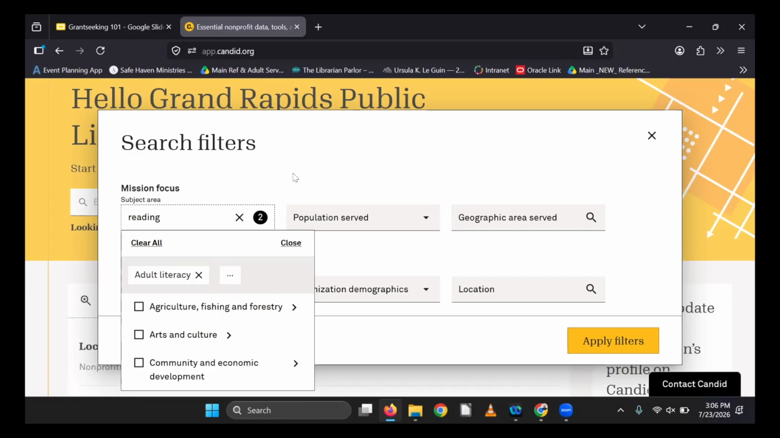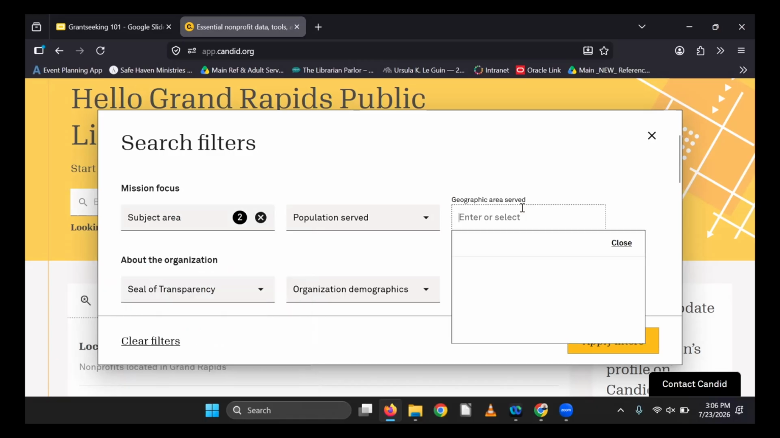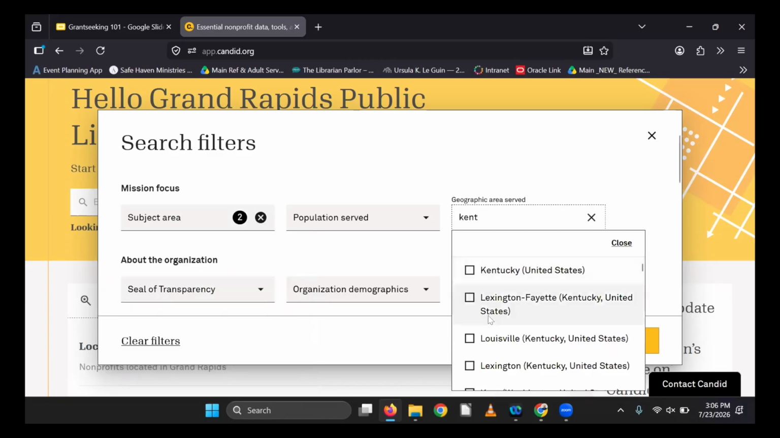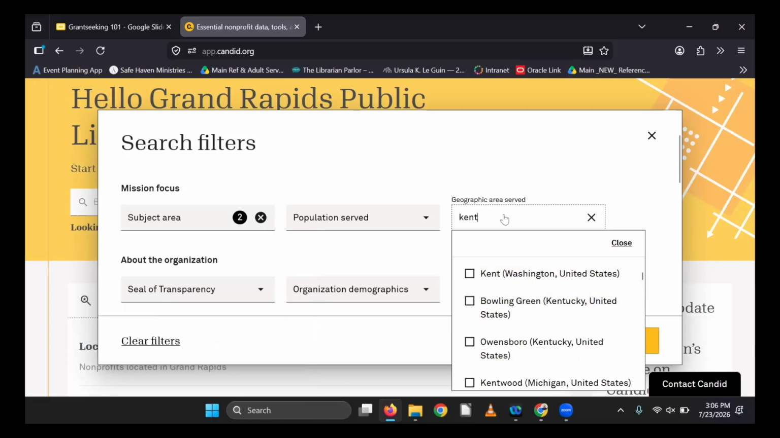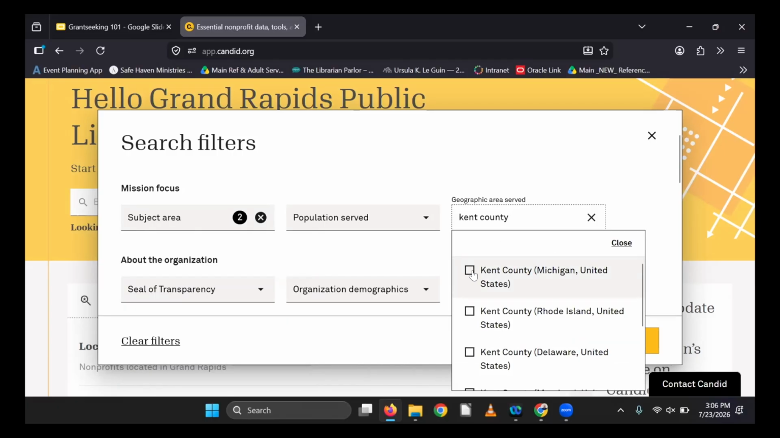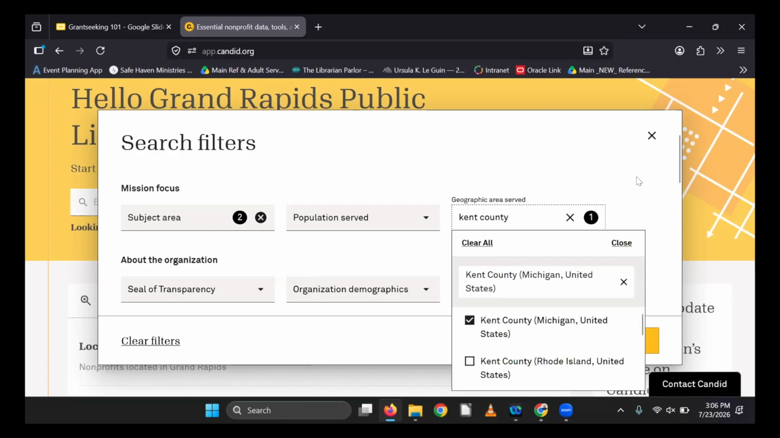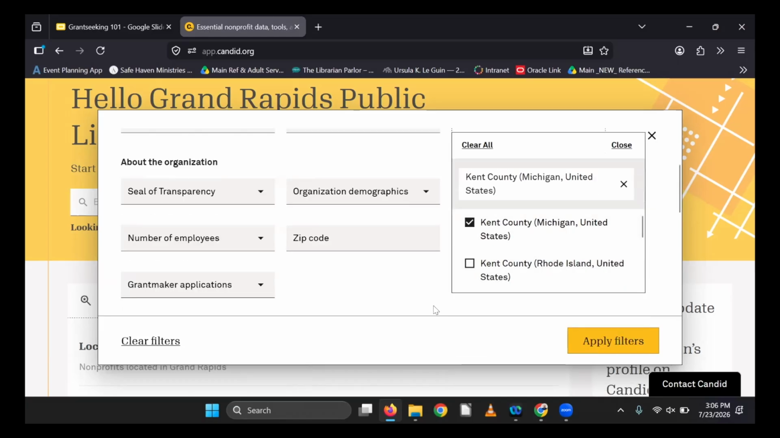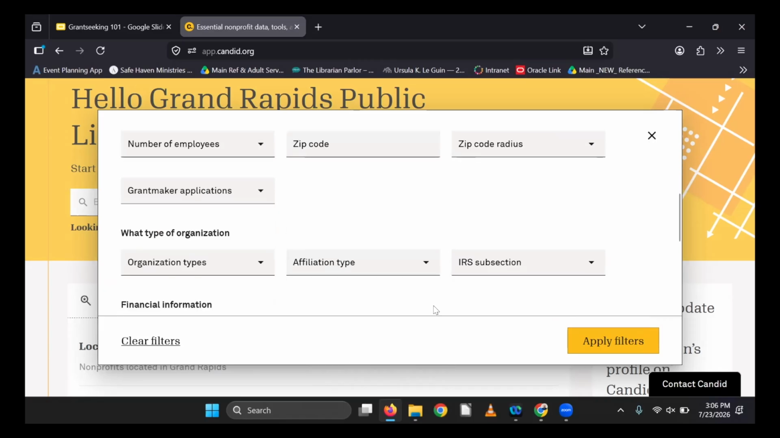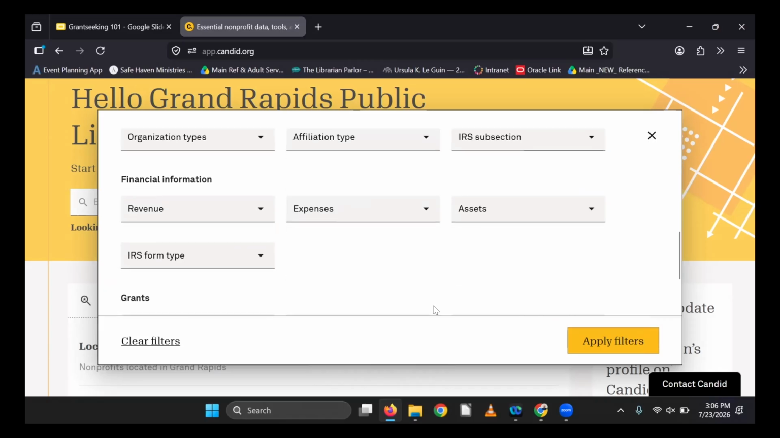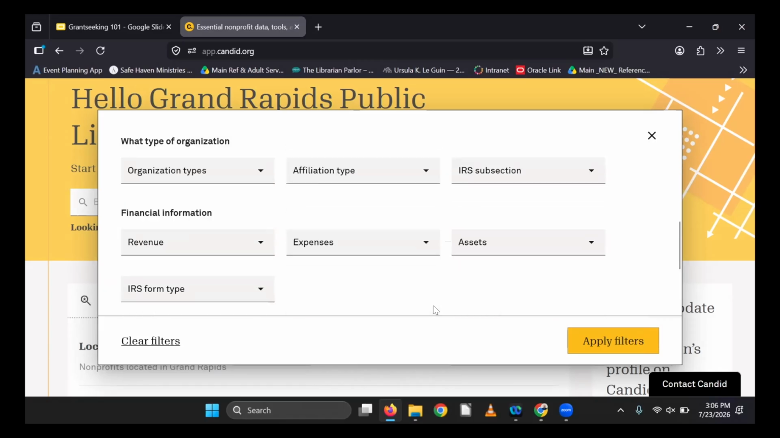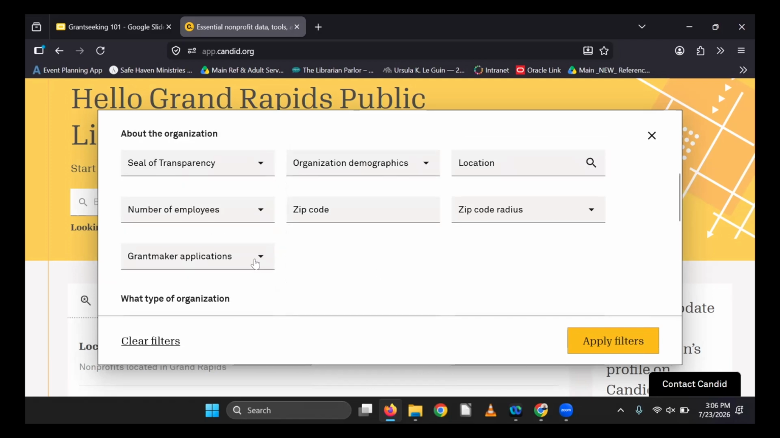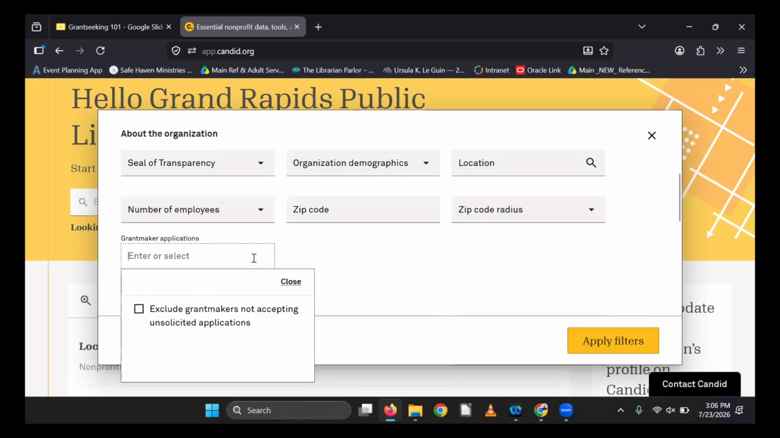And then if we look at our geographic area, obviously here in Grand Rapids, we are in Kent County. So we can look at Kent County in the United States, and we can see, all right, well, that's the geographic area that we want to serve, right? And so now we can actually go in.